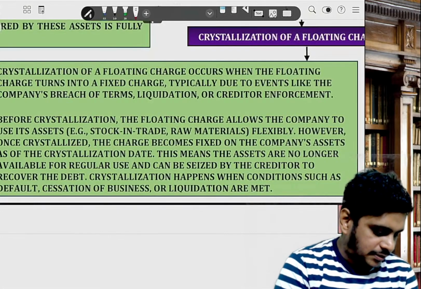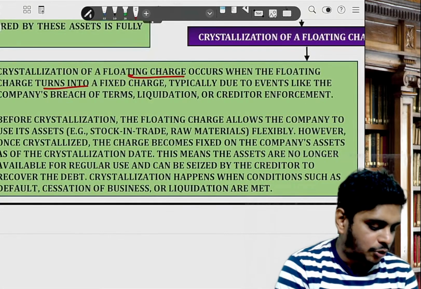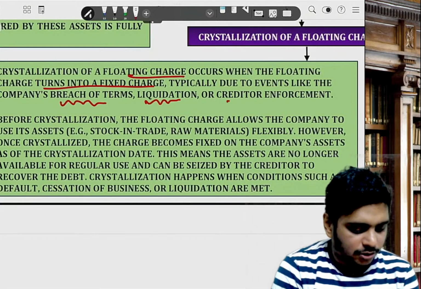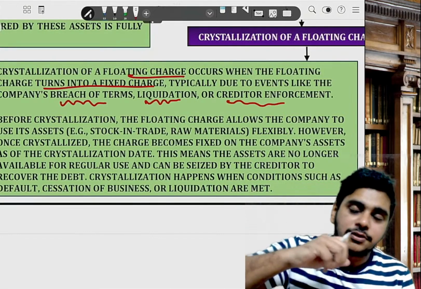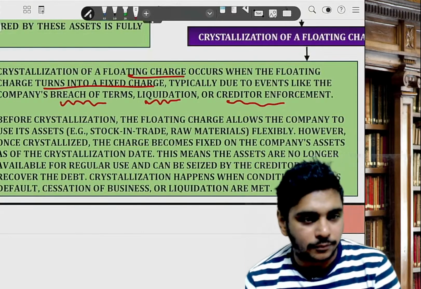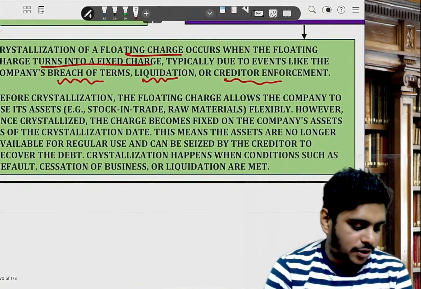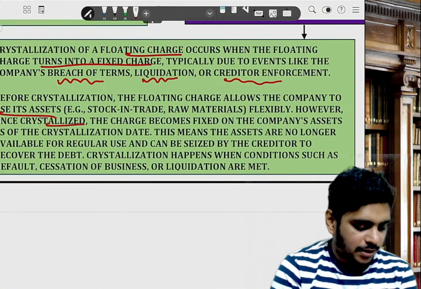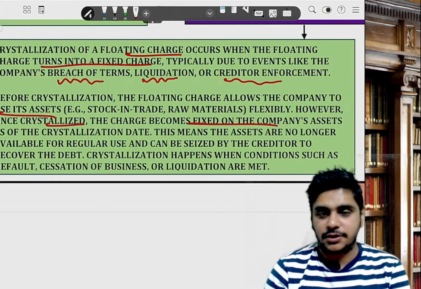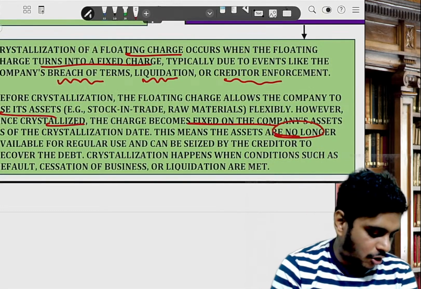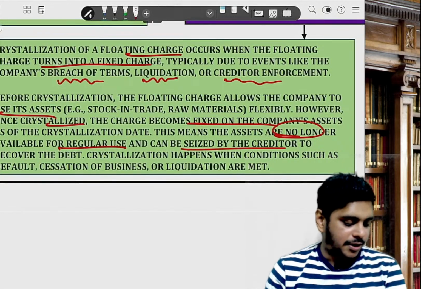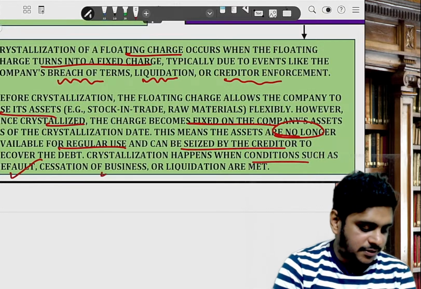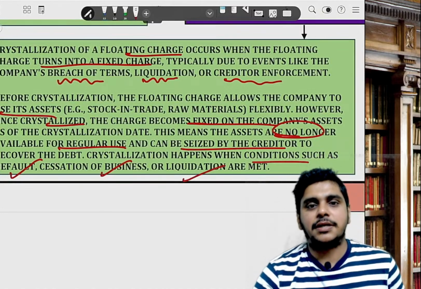It says crystallization of floating charge occurs when the floating charge turns into a fixed charge, typically due to events like the company's breach of terms, liquidation or creditor's enforcement. When will the creditor enforce? Sir, when you are not paying the loan. Before crystallization, the floating charge allows the company to use the asset. However, once crystallized, the charge becomes fixed on the company's assets as of the crystallization date. This means that assets are no longer available for regular use and can be seized by the creditor to recover the debt. Crystallization happens when conditions such as default, cessation of business or liquidation are met. So this is crystallization of floating charge.